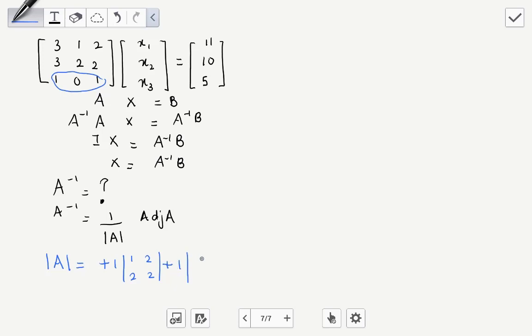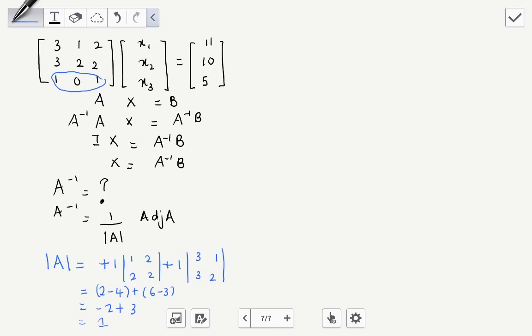Okay, row 3, column 3. So the elements would be 3, 1, 3, 2. Okay, so this is how we find the determinant, if you remember. So this is going to be 2 minus 4 plus 6 minus 3. Okay, so 2 minus 4 is negative 2, plus 6 minus 3 is 3. So the determinant of matrix A is 1.